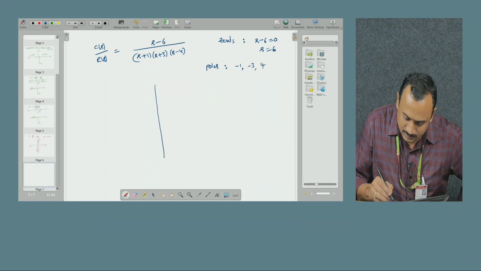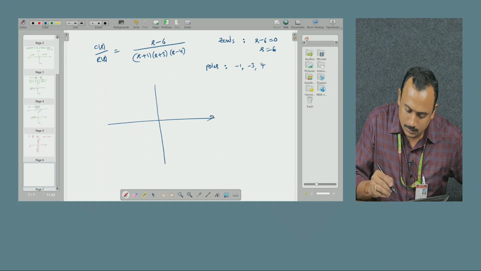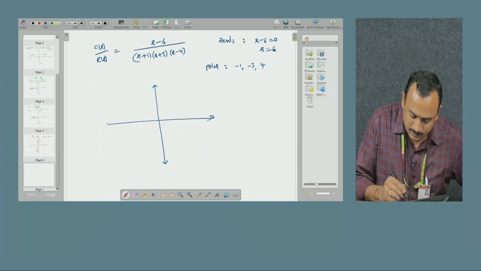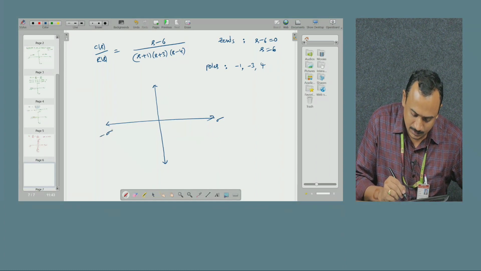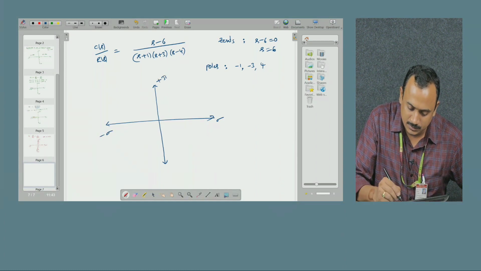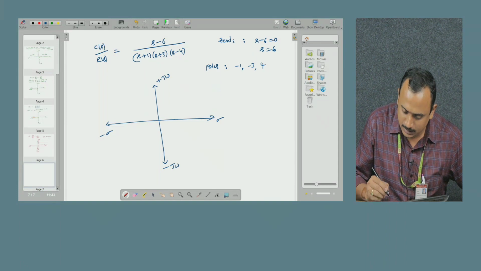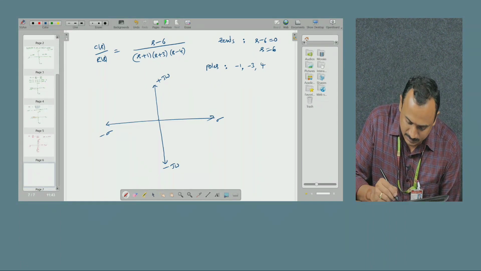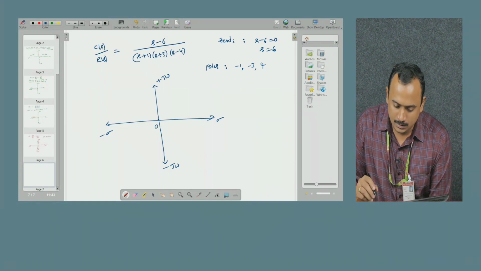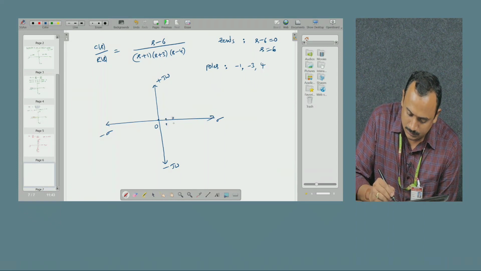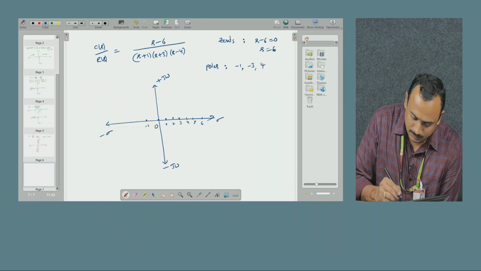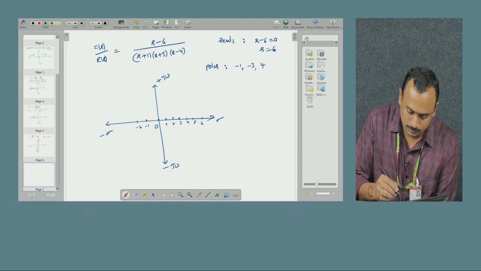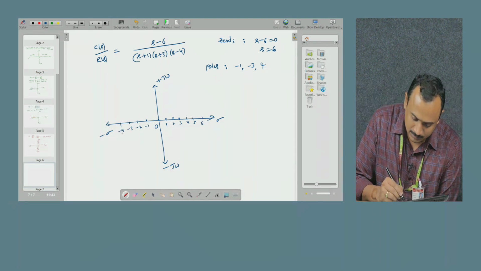And how do you represent these poles and zeros on the s plane? This is positive real axis, negative real axis, and this is positive imaginary axis, and this is negative imaginary axis. This is origin, positive side 1, 2, 3, 4, 5, 6, and here minus 1, minus 2, minus 3, minus 4.